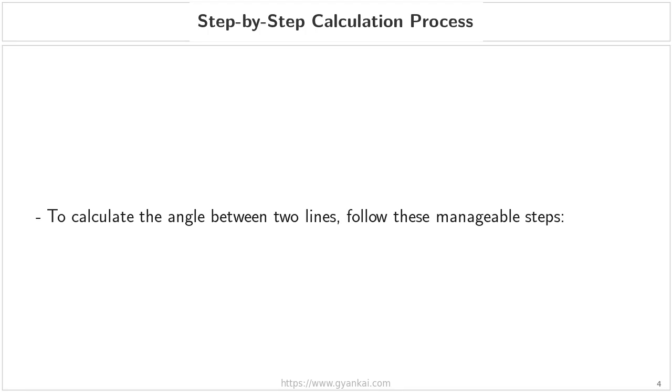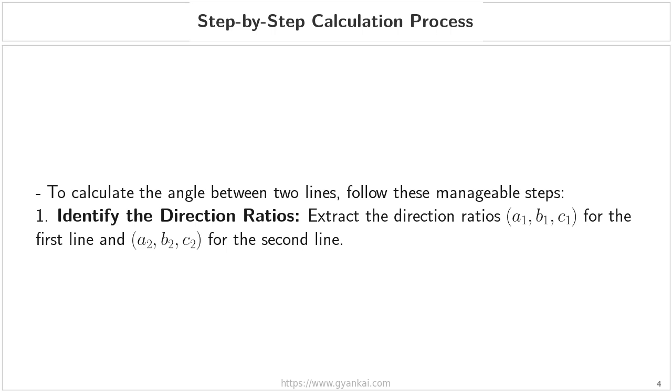Step-by-step calculation process. Now that we have seen the formula itself on the previous slide, you might be wondering how to actually approach a problem without getting lost in all those variables. So, let's break this down into a clear step-by-step calculation process that you can follow every single time. First, your starting point is to identify the direction ratios. You'll need to look at your given lines and extract the three numbers for the first line. Let's call them A sub 1, B sub 1, and C sub 1, and do the same for the second line, which we'll call A sub 2, B sub 2, and C sub 2.